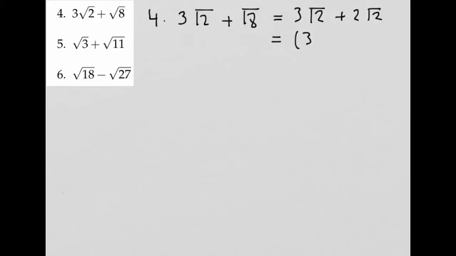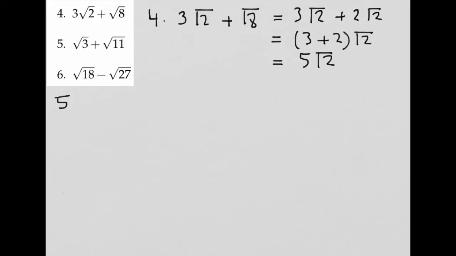Example 4, 3 square root of 2 plus square root of 8. 3 square root of 2 plus square root of 8 is equal to 3 square root of 2, and square root of 8 is 2 square root of 2. The two numbers have square root of 2 in common. If we factor it out, we have 3 plus 2 times square root of 2, which is 5 square root of 2.